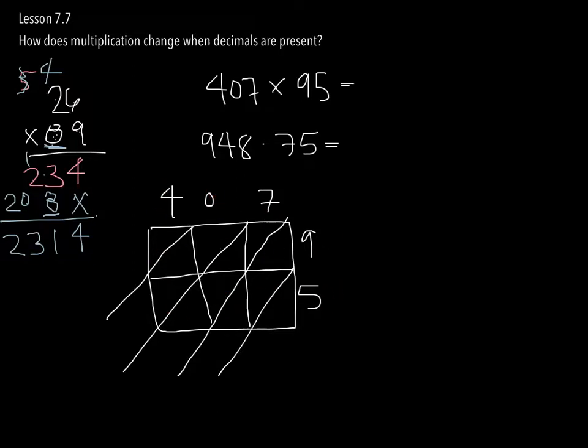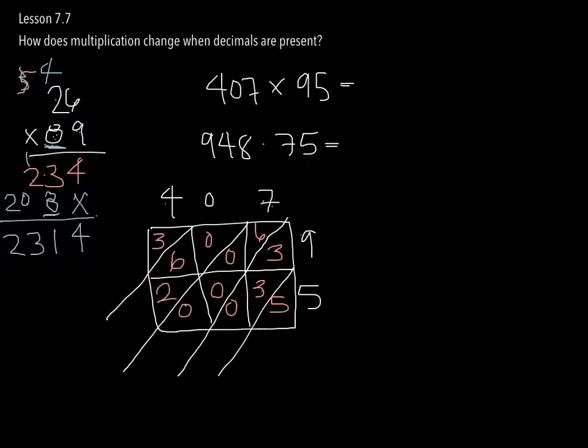Okay, so here we go. Let's switch to red for this. 7 times 9 is 63. 0 times 9 is going to be 0. 4 times 9 is going to be 36. 7 times 5 is 35. 0 times 5 is 0. And 4 times 5 is going to be 20.